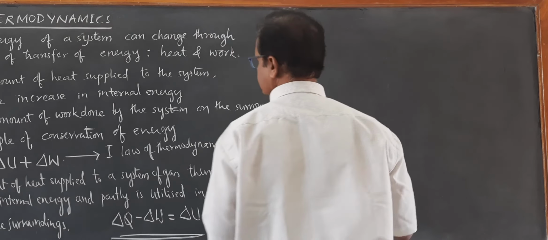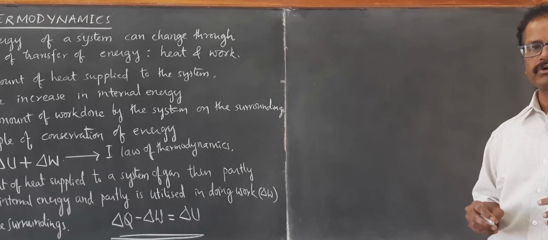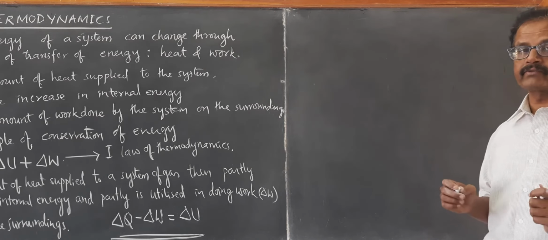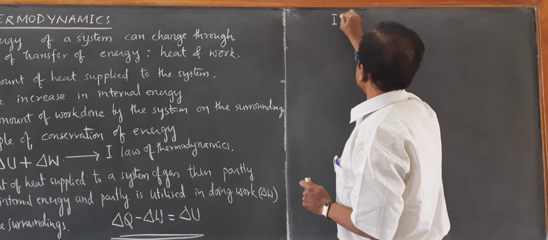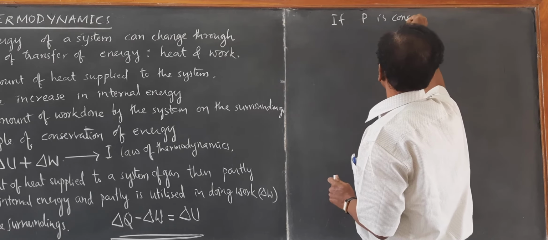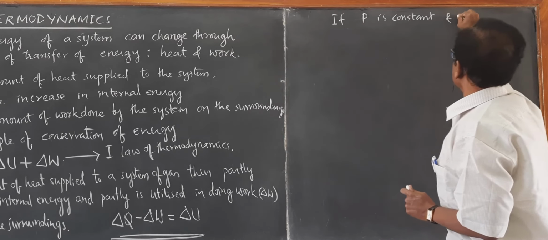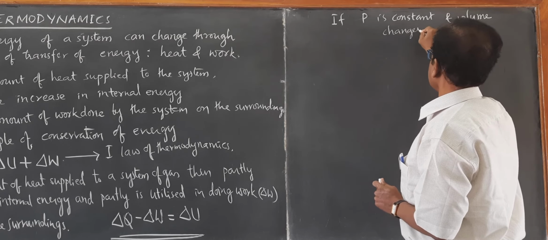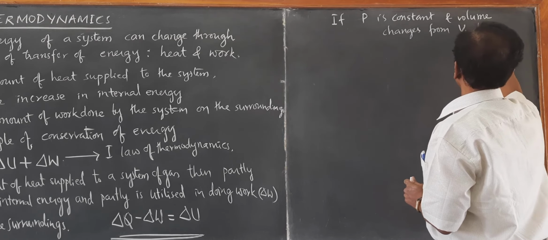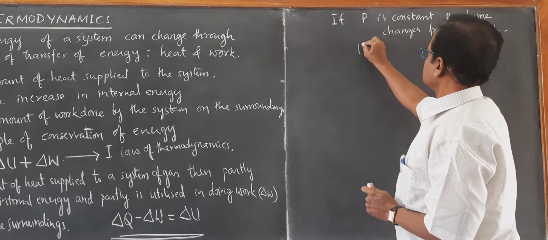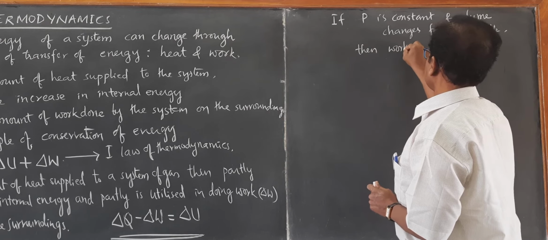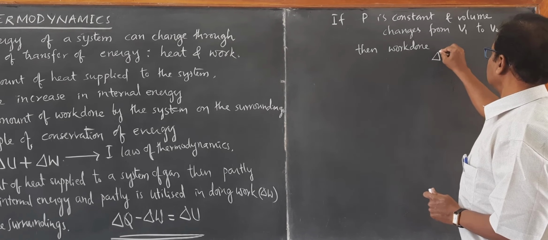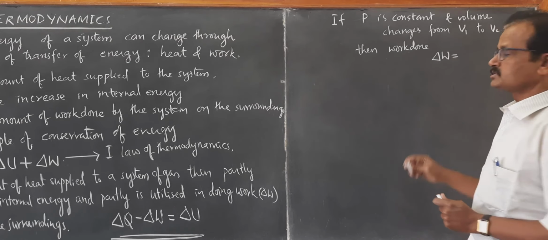Suppose the pressure of the system is kept constant and there is a change in volume from V1 to V2, then work done can be calculated. So if P is constant and volume changes from V1 to V2, then work done at this constant pressure, delta W, can be calculated as force into displacement.